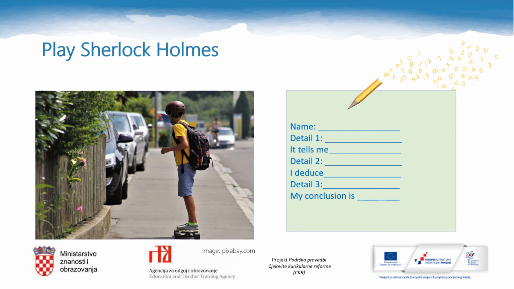Some of you will like this character. Who is he? What's his story? What 3 details can you notice here? And what can you deduce from these 3 details on your list? Complete your list about one of the characters and build your story around your 3 details. Don't forget to give your character a name.